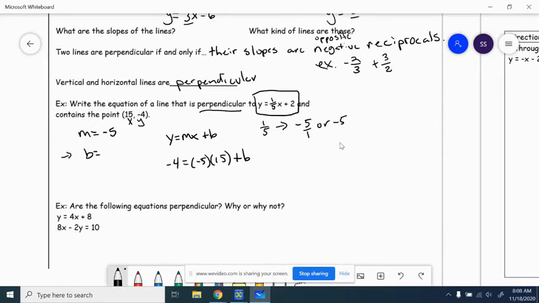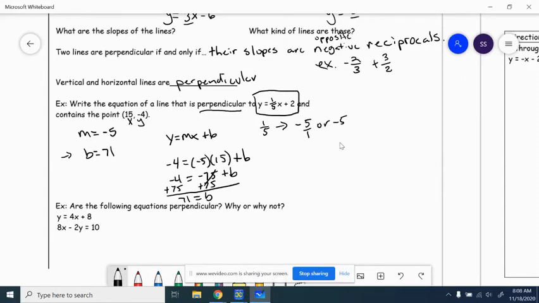So -5 times +15 is -75. All right, let's update the problem. Just drop everything down. Now I want to isolate this b. So I'm going to get rid of this -75, and I'll do so by adding 75. If I do it on one side, I need to do it to the other side. So I'm left with b on the right side, and -4 plus 75 is +71. So there is our b, or our y-intercept.